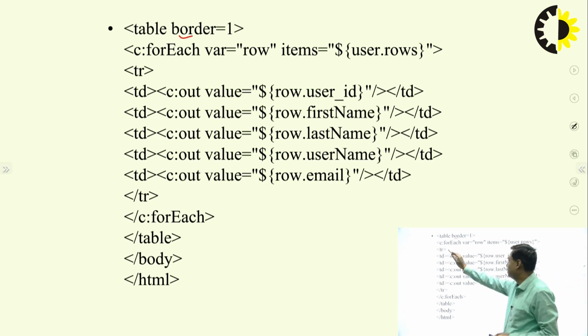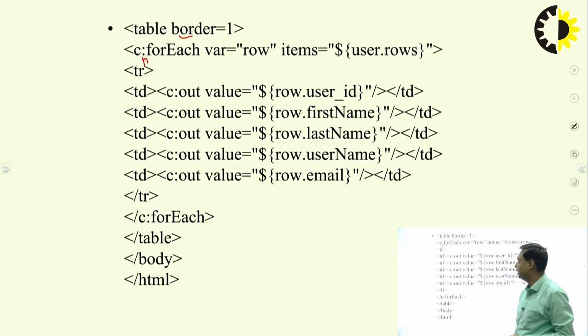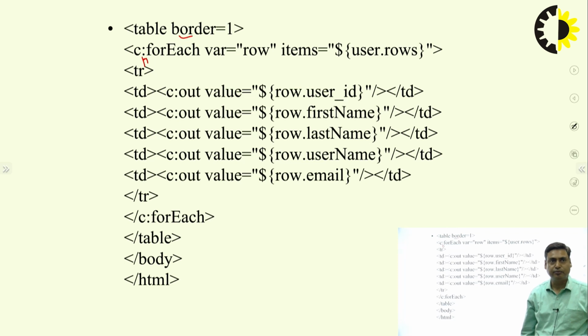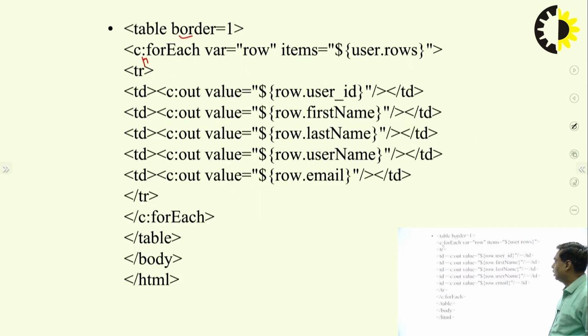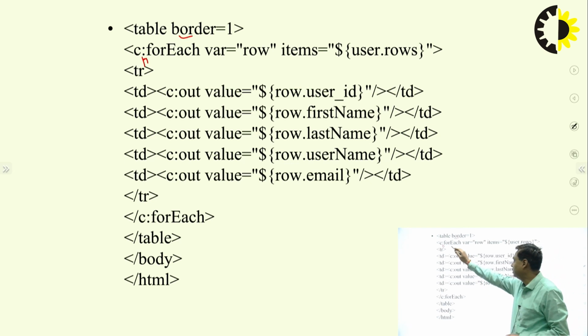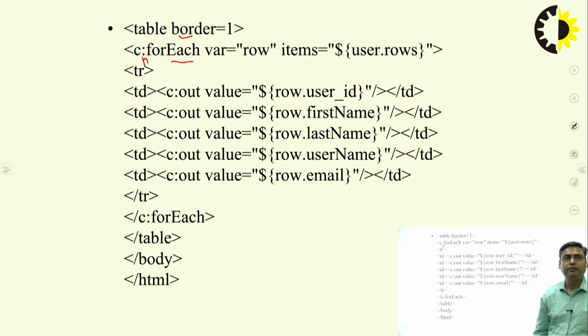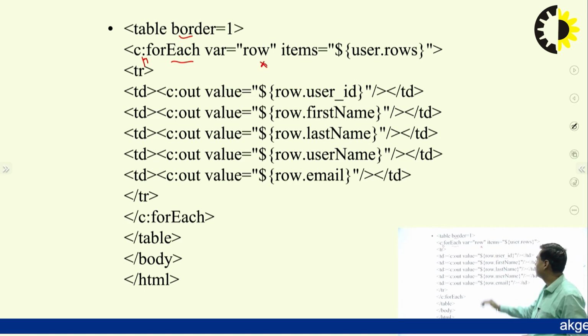Now here you can see we are using the core library, the core Java JSP library. We have already used the prefix here. You can see here. Now we need a loop. So we are using one of the loops, forEach. This loop will move through each row of the data that you have retrieved from the database. Now, for moving through each row, we have created a variable. The name of the variable is row.